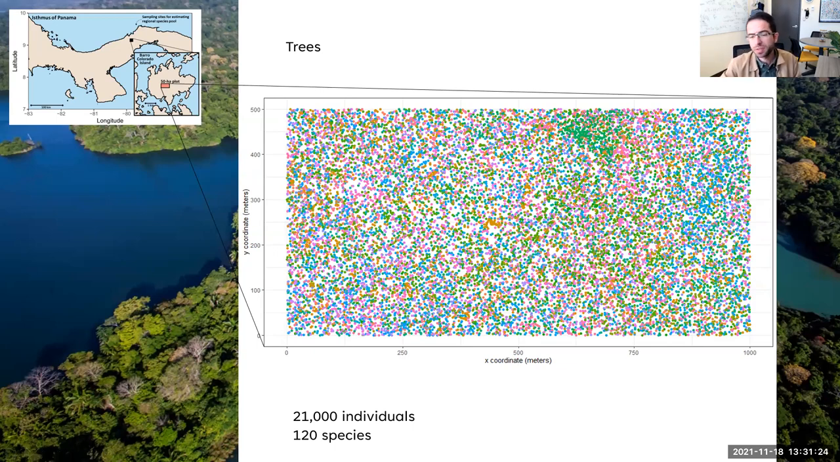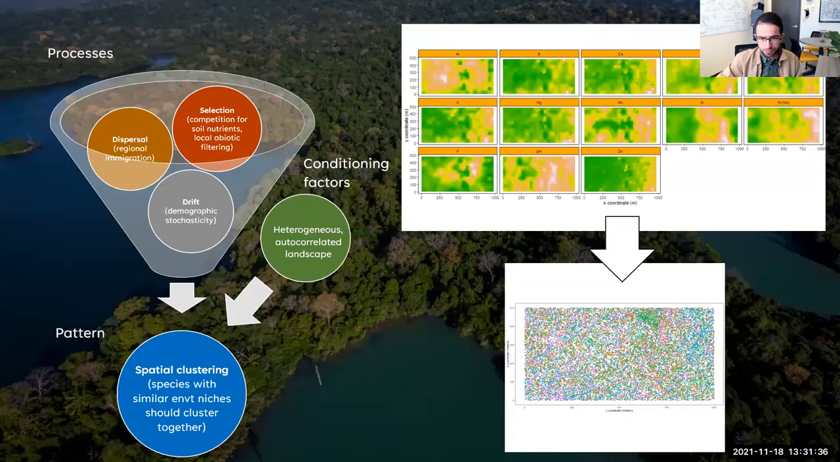So the question now is, can we connect this map of trees to those maps of nutrients that I saw before? And does that tell us anything about competition and niches among trees? So now I'm going to show the same funnel that I showed before, where you have the same processes in mind. So dispersal, again, that island is surrounded by forest. You have drift, right? So basically just stochasticity. And you have selection, which in this context is understood as competition for soil nutrients and also local abiotic filtering.